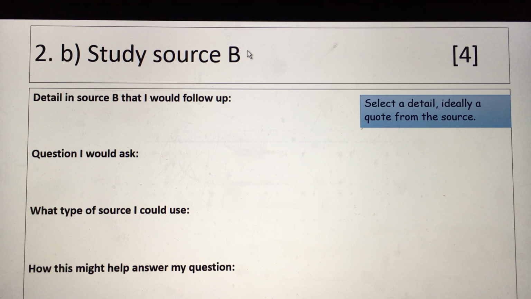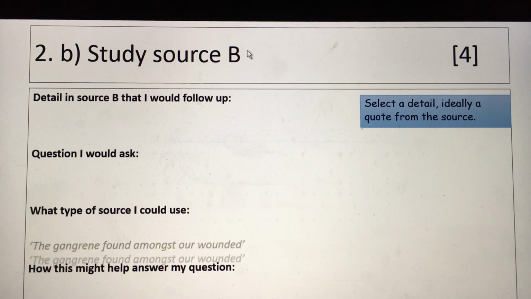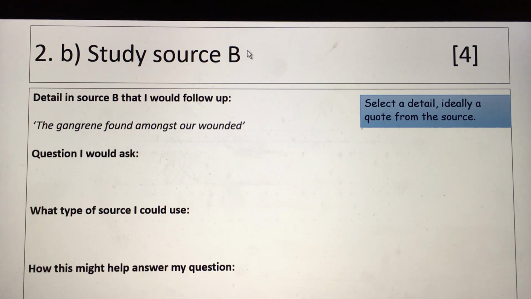If it's a picture, you need to describe a little section of that source. Okay, so you're picking out a quote. I would make this related to medicine. So ideally pick a quote that is related to medicine. I've gone with the gangrene found amongst our wounded. Okay, related to medicine, related to injuries, related to health in some way.